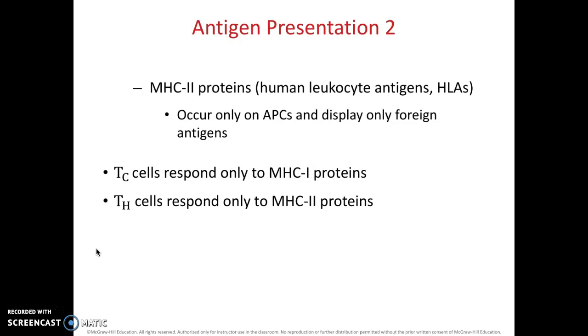MHC2 proteins are human leukocyte antigens, or HLAs, and they only occur on antigen-presenting cells and display only foreign antigens. So again, MHC1 can display antigens that are self-antigens, and T cells can ignore them, but MHC2 proteins generally only will display foreign antigens. So cytotoxic T cells respond only to the MHC1 proteins, and T helper cells can only respond to MHC2 proteins that display only the foreign antigens.